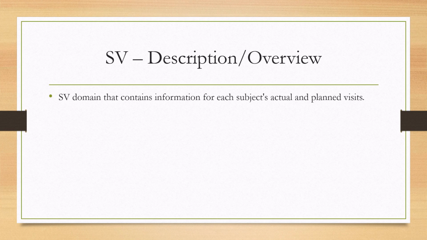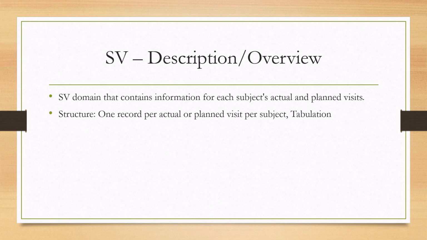The SV domain is a special purpose SDTM domain that captures the planned and actual visit data for each subject during a clinical trial. It's used to track when visits occurred, didn't occur, or happened unscheduled. The structure of this domain is one record per actual or planned visit per subject.